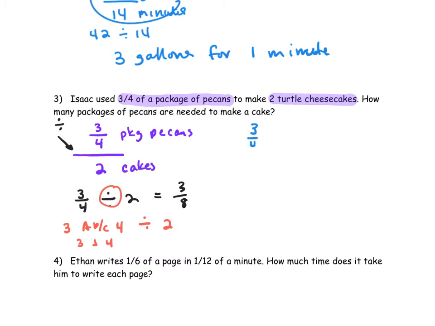We're going to put 3/4 divided by 2. And when I have a fraction divided by a whole number, I'm going to have to rewrite that whole number as a fraction also. So I'm going to put 3/4 divided by 2/1. 2/1 means the same thing as 2. 2 divided by 1 is 2.